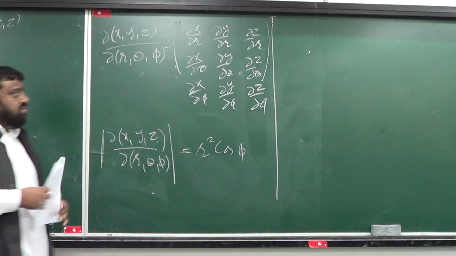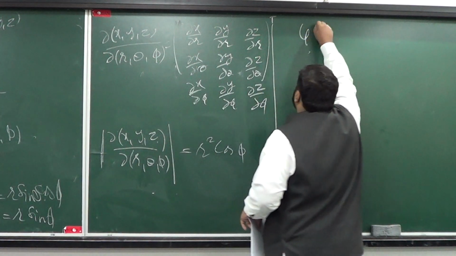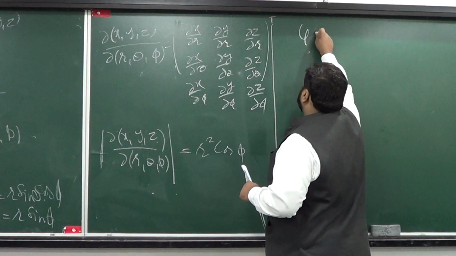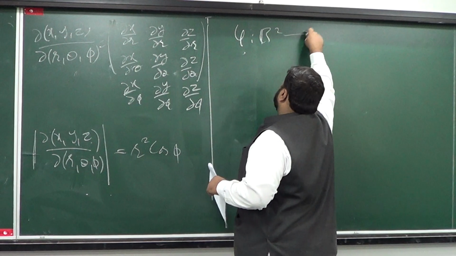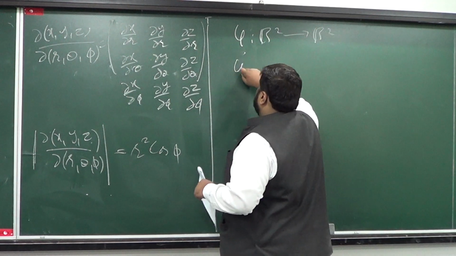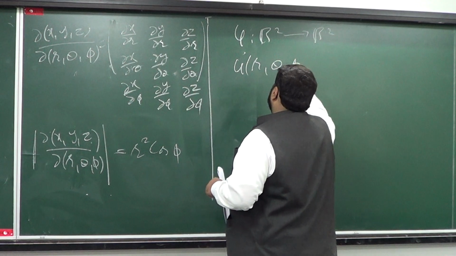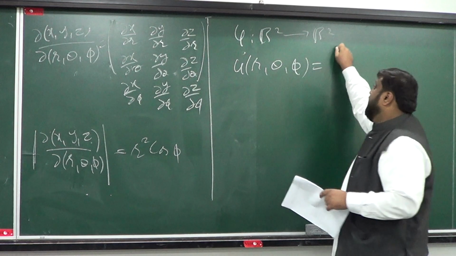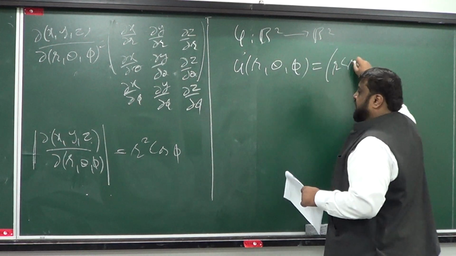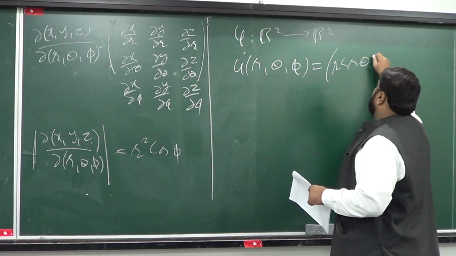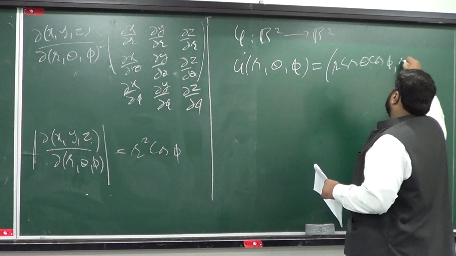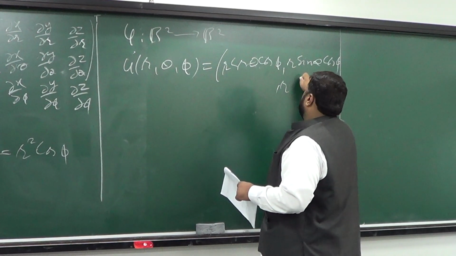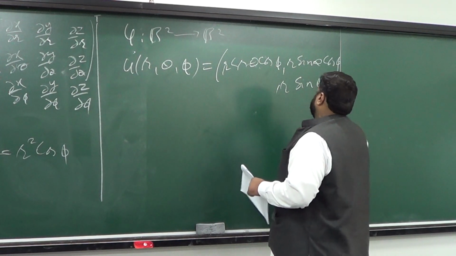So here you can also have a map phi that is going to be a map from, for example, R3 to R3, and maybe I define it as (R, theta, phi). If I have been given R, theta, phi, I can compute x, y, z in rectangular coordinates, and it's going to be R cos theta cos phi, R sin theta cos phi, and R sin phi.